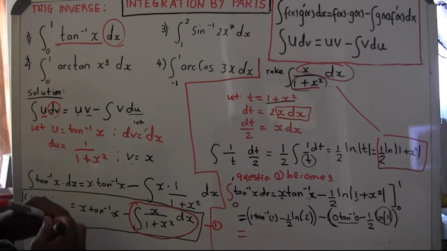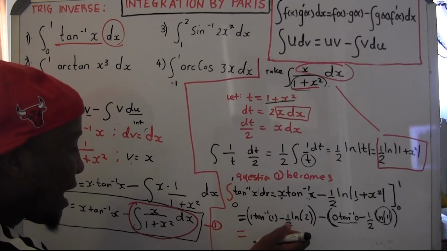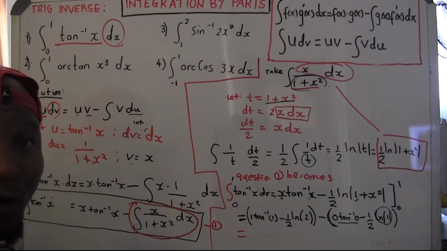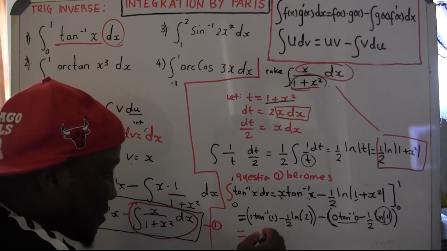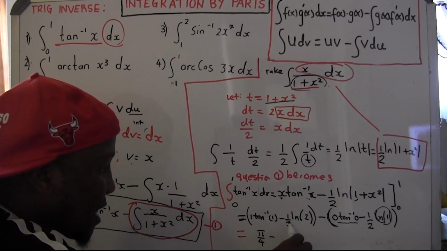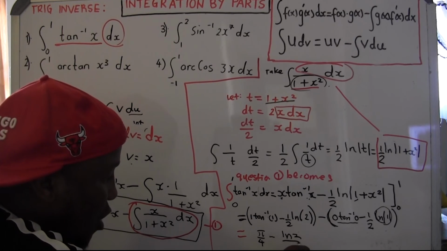Tan inverse of 1 equal to 45 degrees. But I will encourage most of the time to write pi over 4 instead of degrees. 45 degrees equal to pi over 4. So I'll write this as 1 times pi, it's going to be pi over 4. A half times ln of 2 is ln 2 over 2.